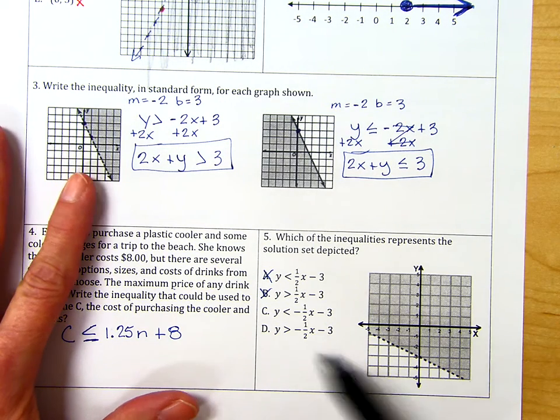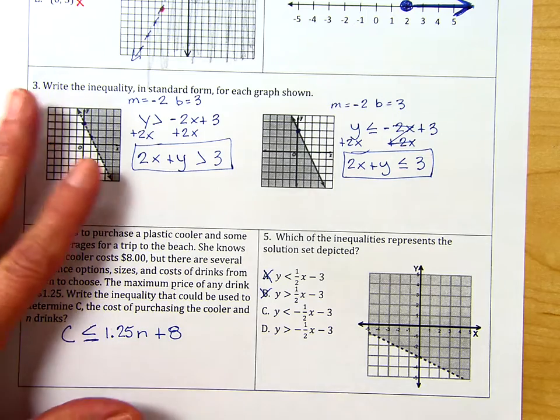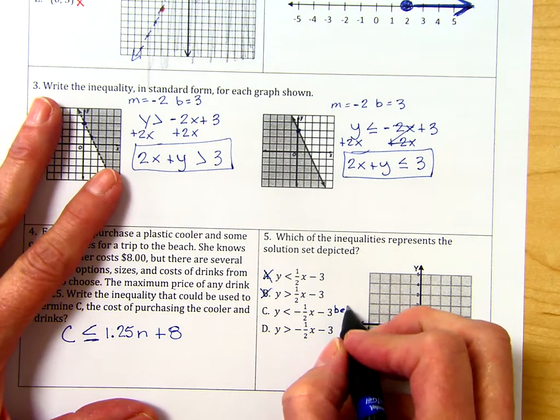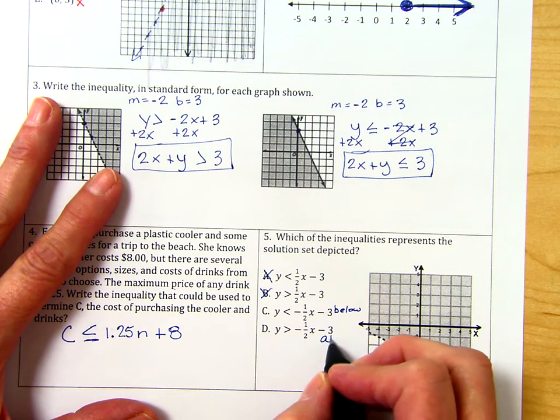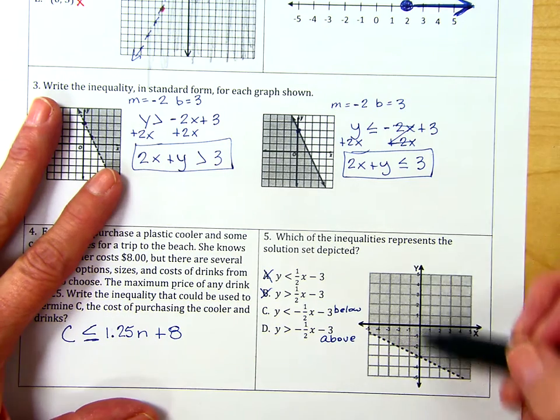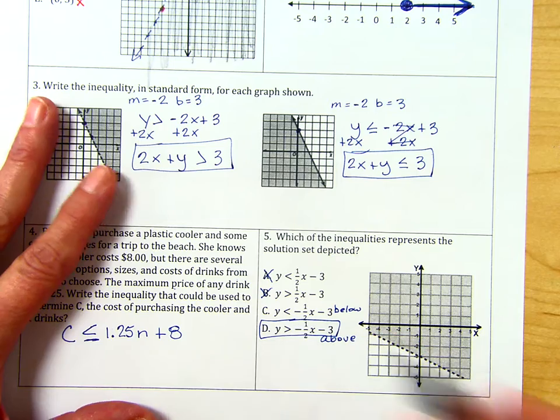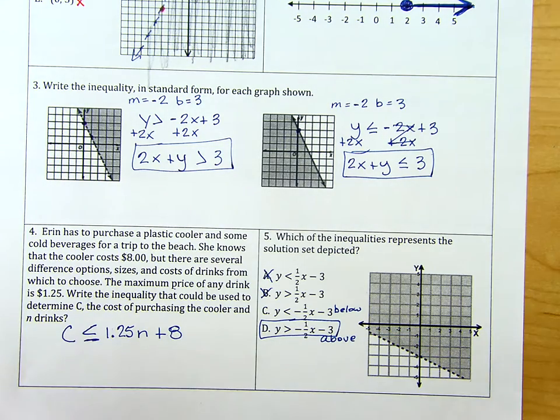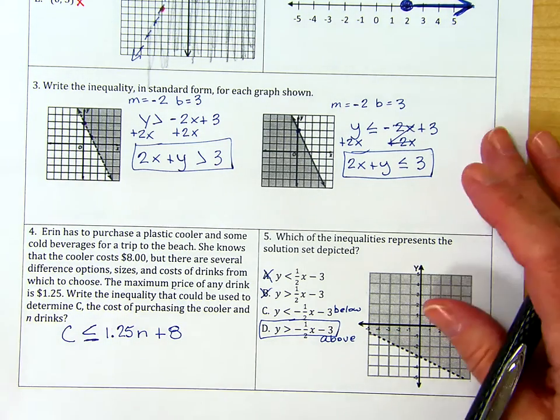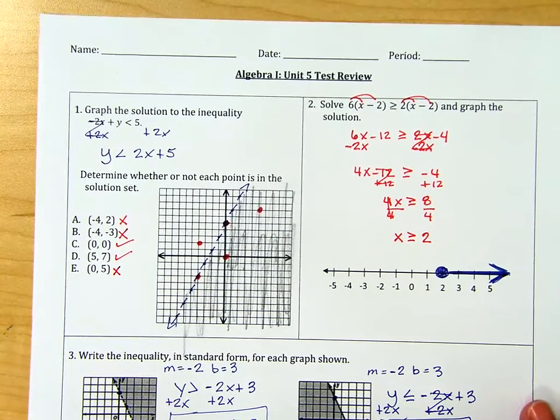The question then is, am I shaded below or above? This one is a shade below, this one is shade above. And my graph here is shaded above, so I want to choose D, greater than. So this is part 1 for the Unit 5 test review.